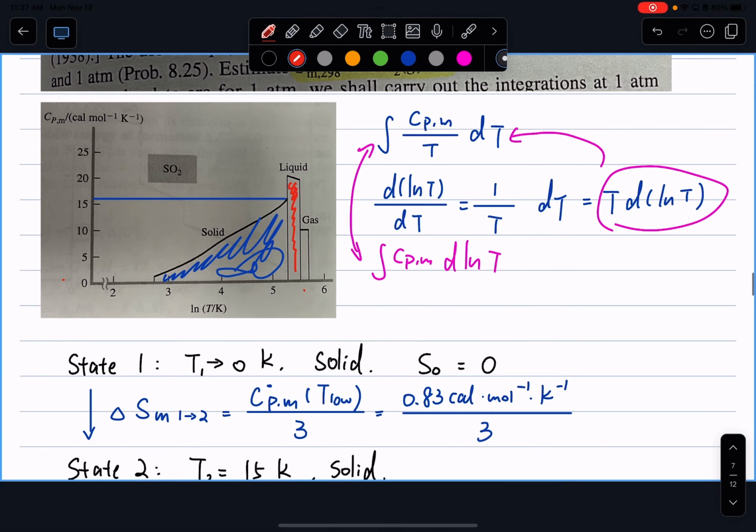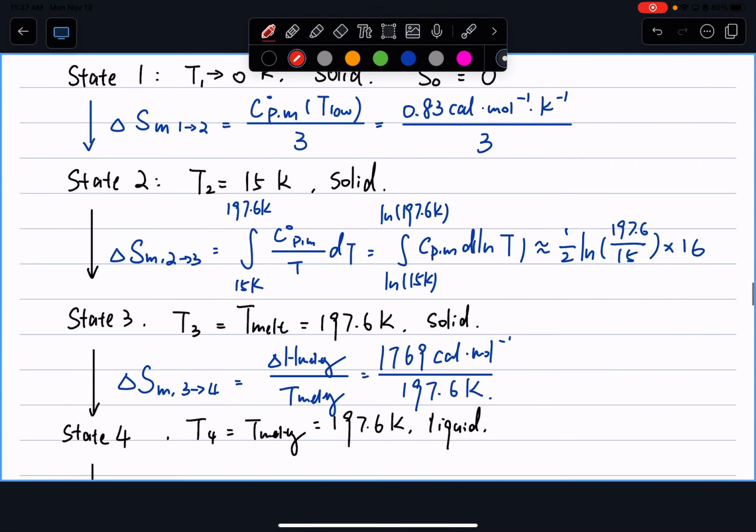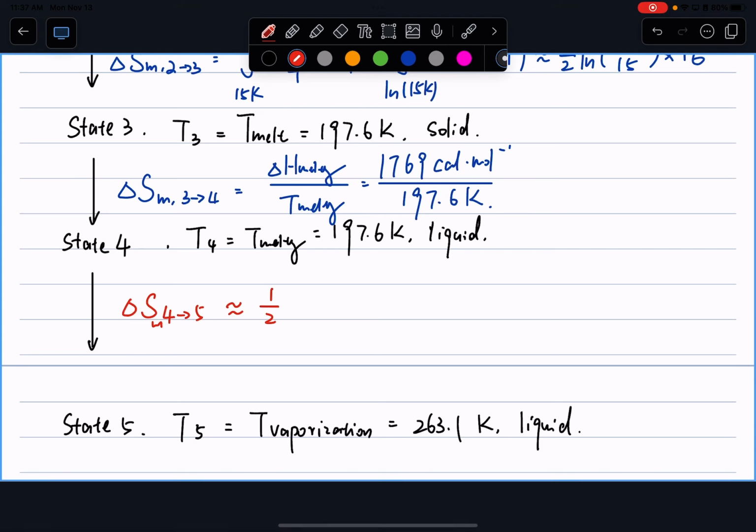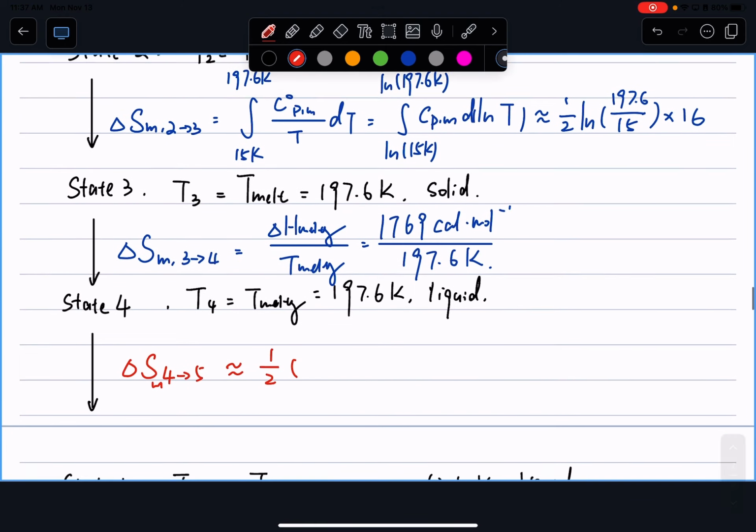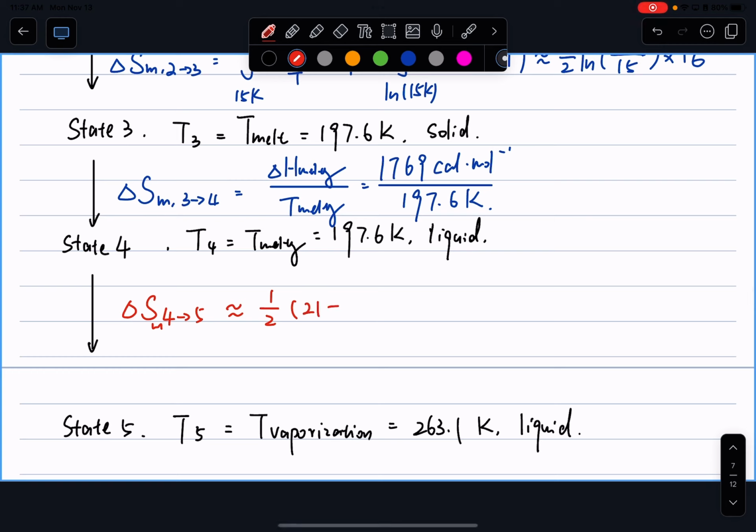Well, depending on how you like to evaluate it, that's 1/2 times, well, this one is about 21 and 19. So 21 plus 19 times ln 263.1 over 197.6.